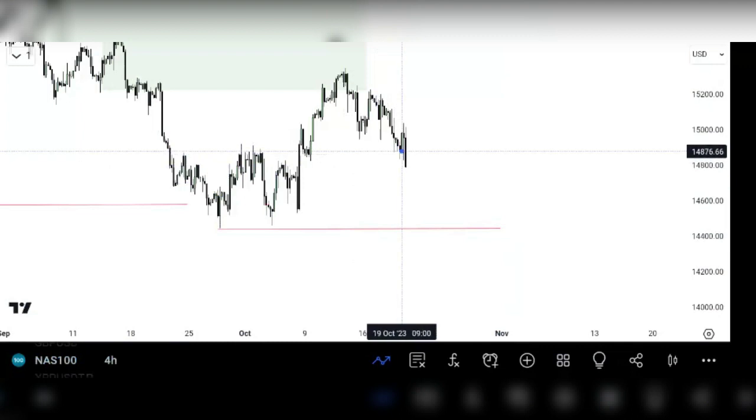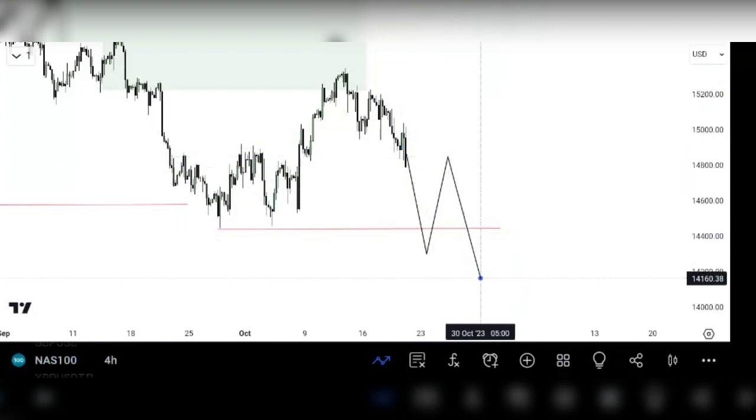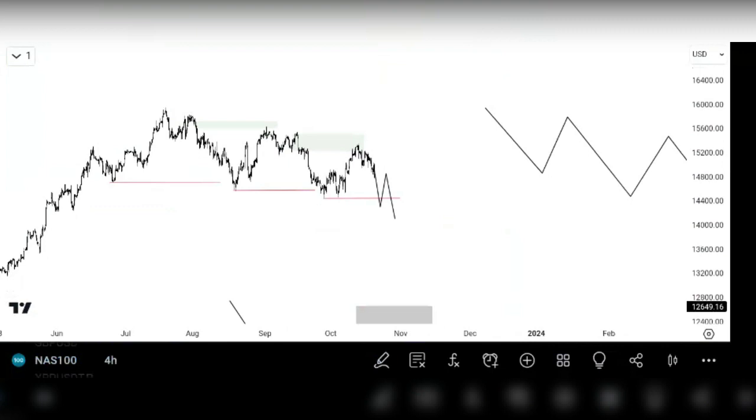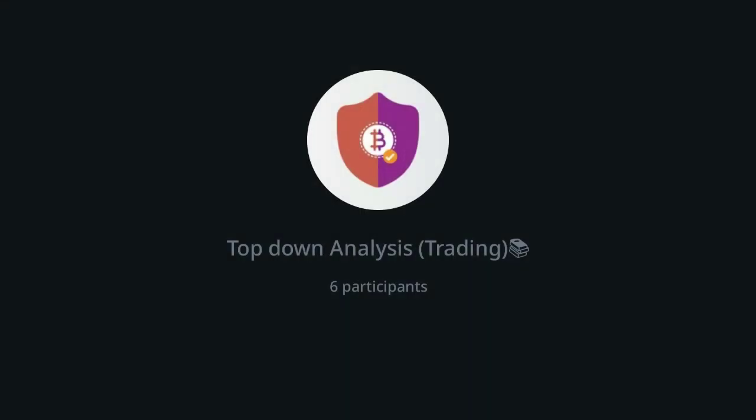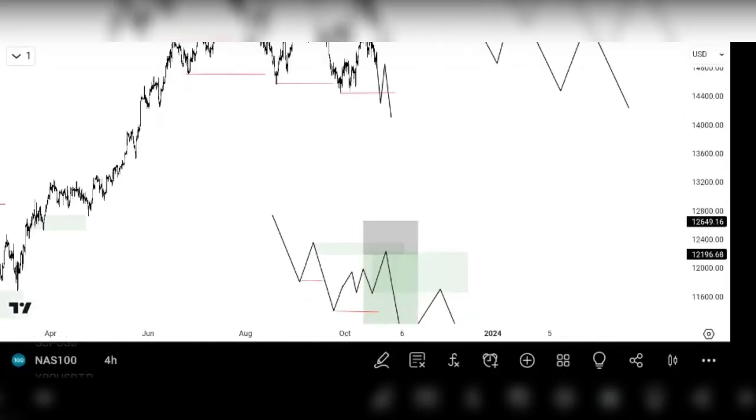When price comes down, takes this out, then it will go back up, form this, and come down. Not until the trend changes. If the trend does not change, you keep on selling, and that is how it works. It continues. Very, very simple as that.